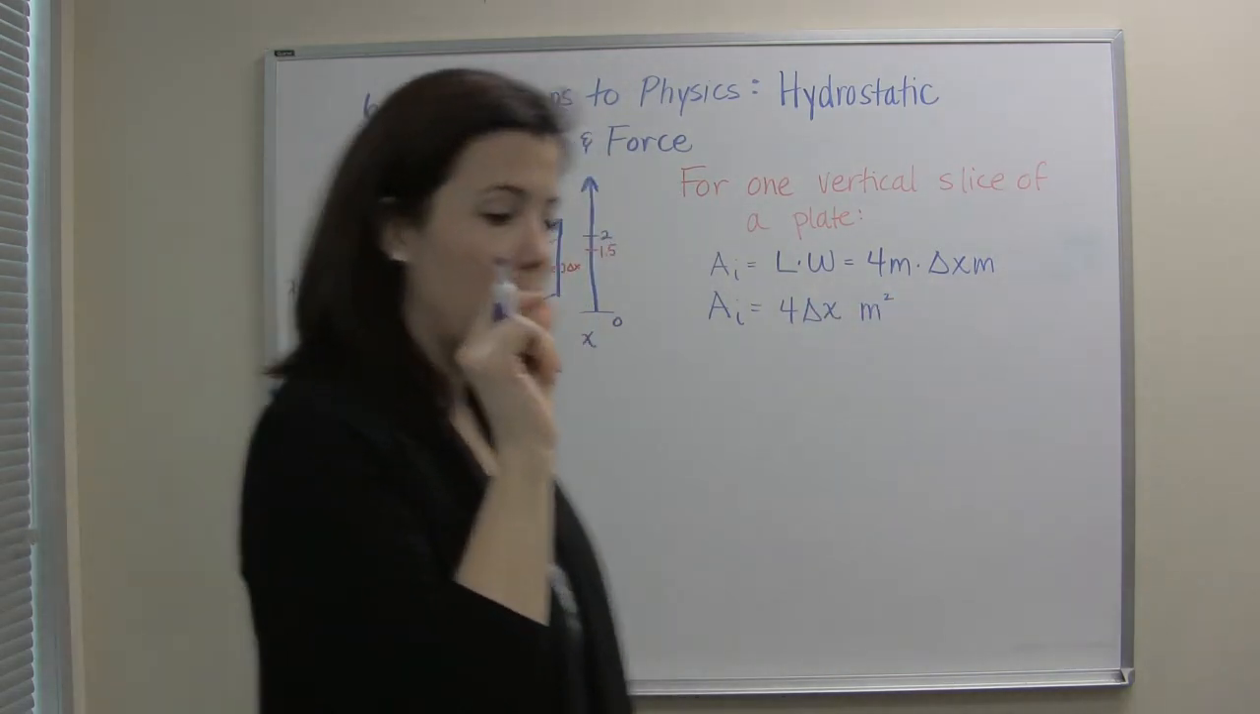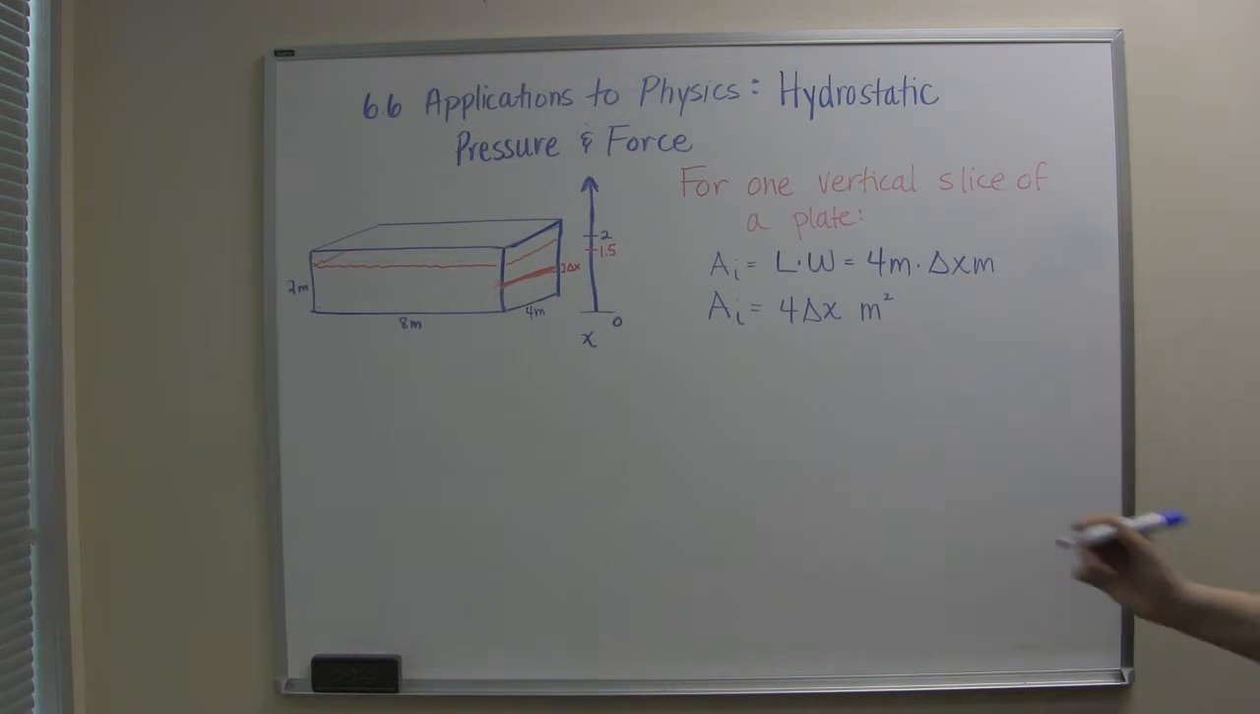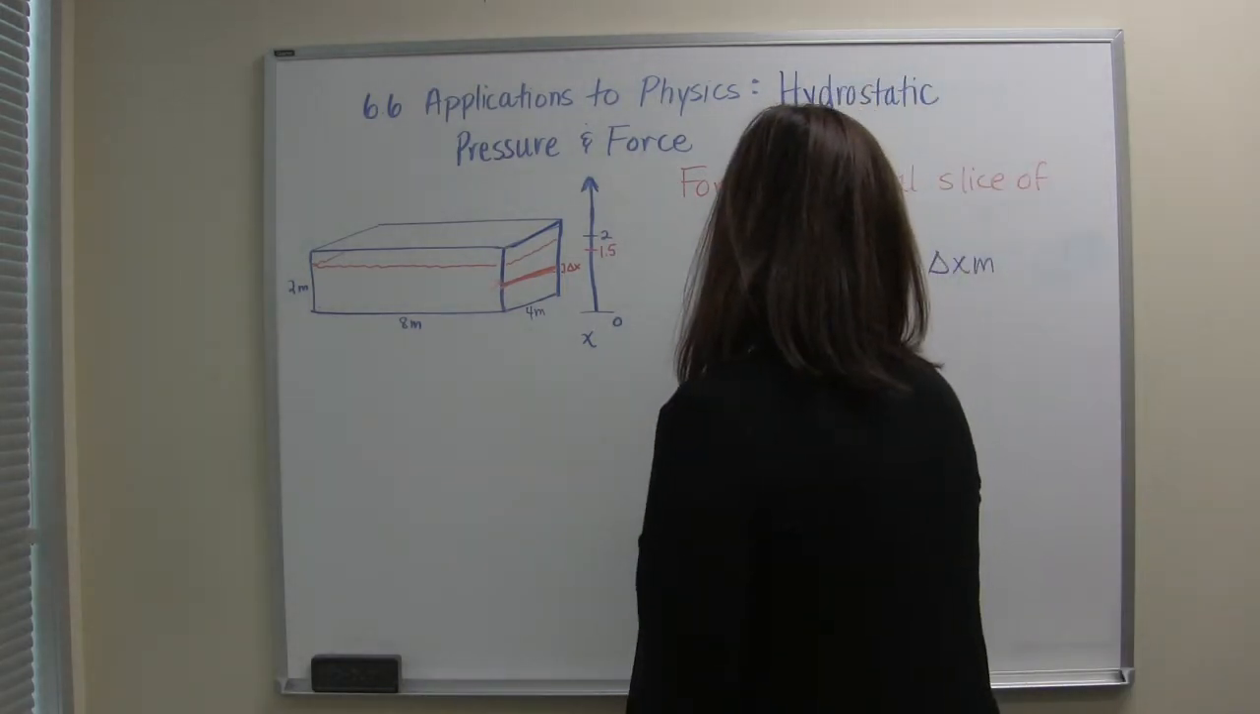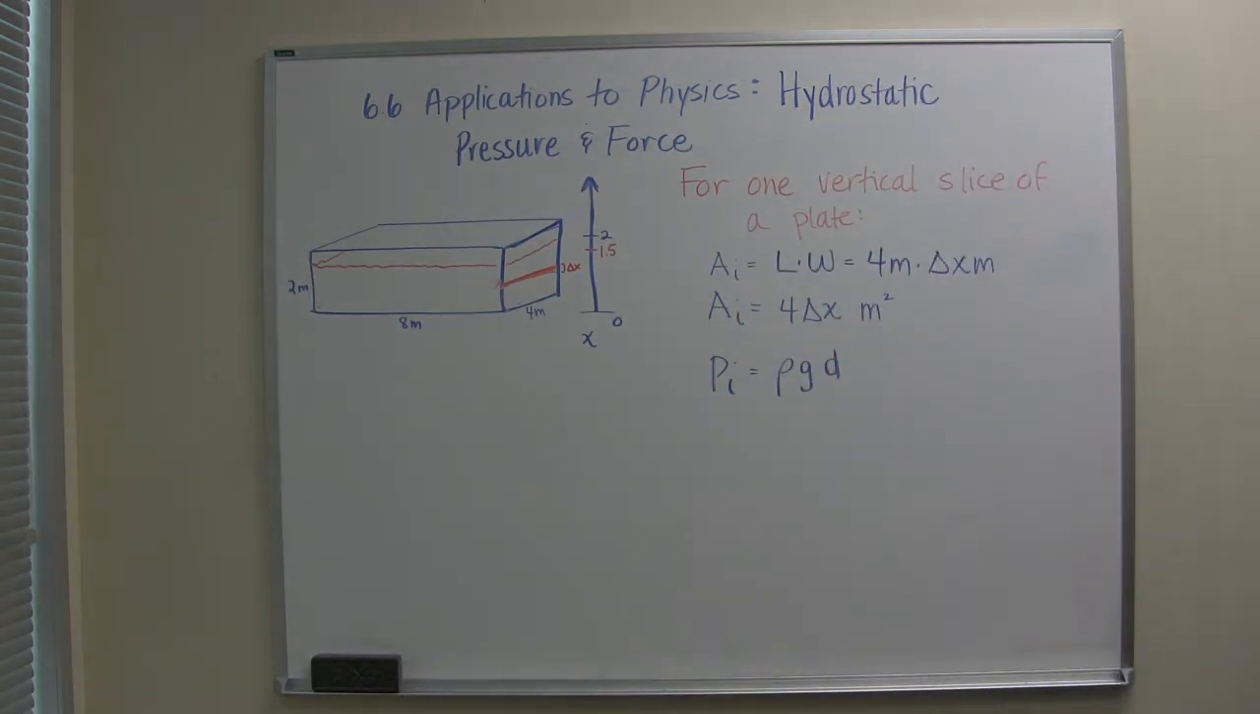Because I'm going to take some small little plate, and eventually I'm going to let that delta x get so small that I have infinitely many of them in there. We're also going to need to know the pressure on that one little plate, so let's talk about that. The pressure is just going to be rho times g times d, the density times the gravity times the depth.